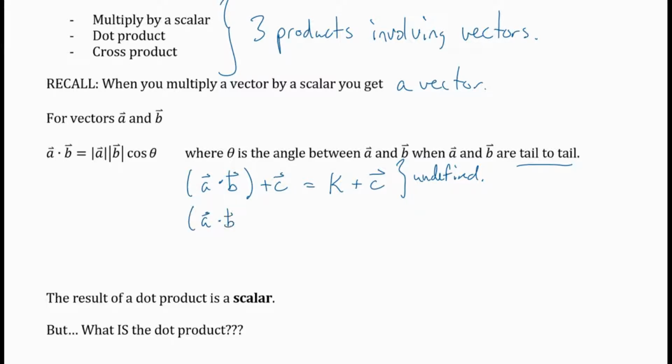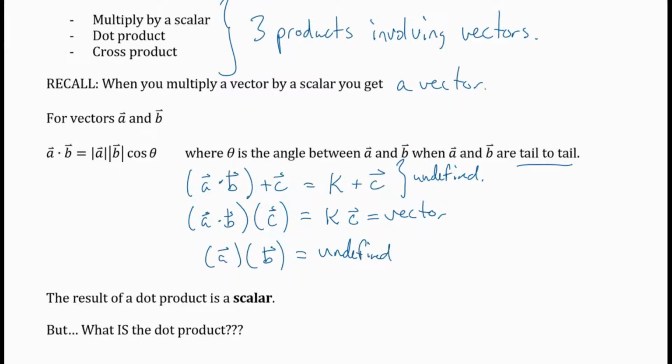Let's try another one. So what's going to be the result of this? Well, A dot B, again, gives me a scalar. So this ends up being a scalar times a vector. And that's a vector. So that one is perfectly fine. What about this one? This is a vector times a vector. This seems reasonable, but in fact, this is also undefined.